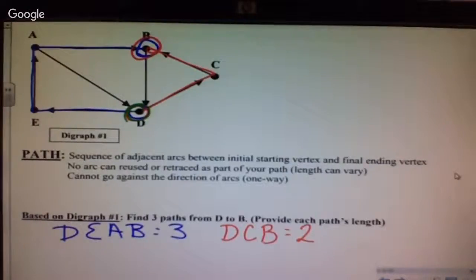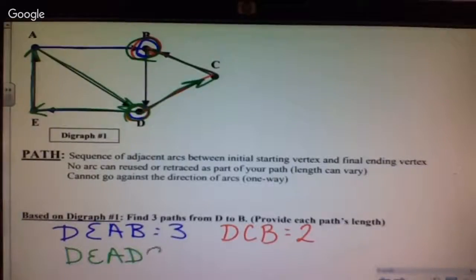Can anybody find me the third one? D to E to A to D to C to B. Okay, that's a nice long one. So he went from D to E to A to D to C and to B.